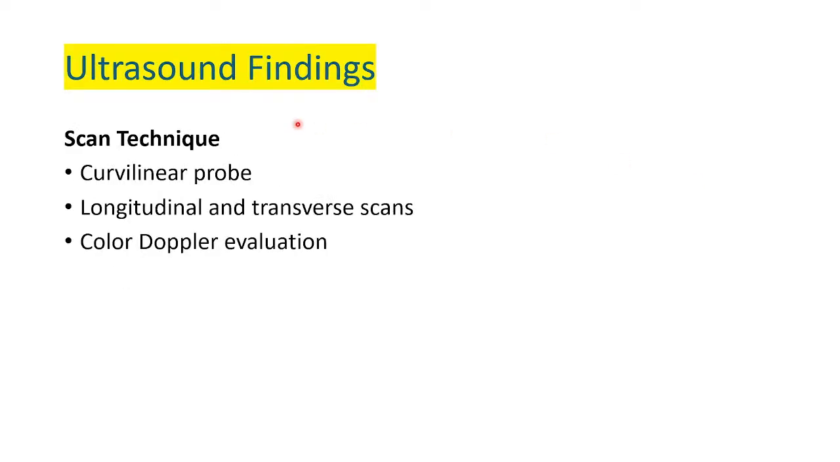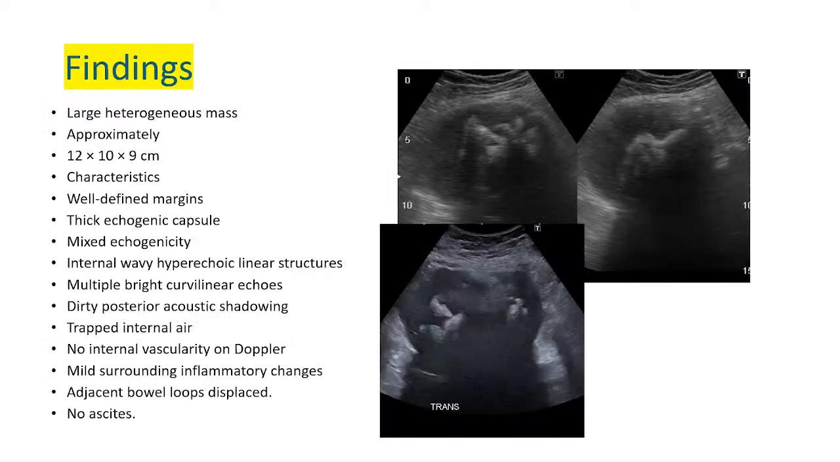So here are the ultrasound findings. Scan technique that was done. Curvilinear probe was used. Longitudinal and transverse scans and color Doppler evaluation were done. So the image findings. So see what we found there in the pelvis. So we are seeing this pelvic lesion, the pelvic mass that we have here. Look at it closely. What is it, guys? What is that?